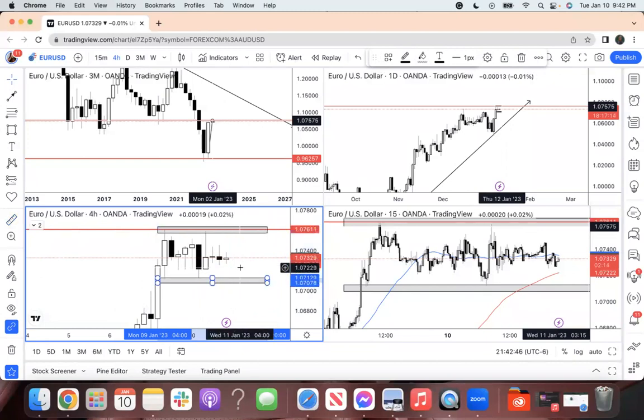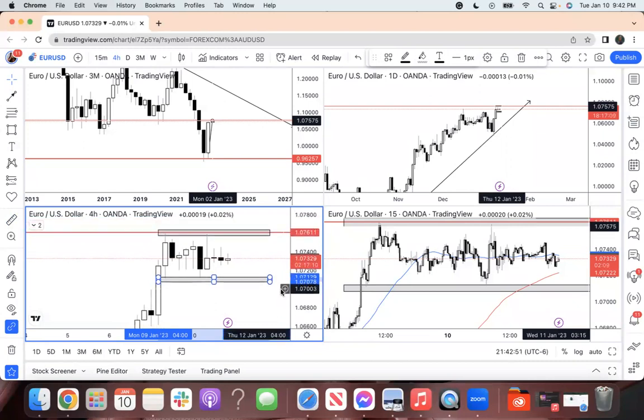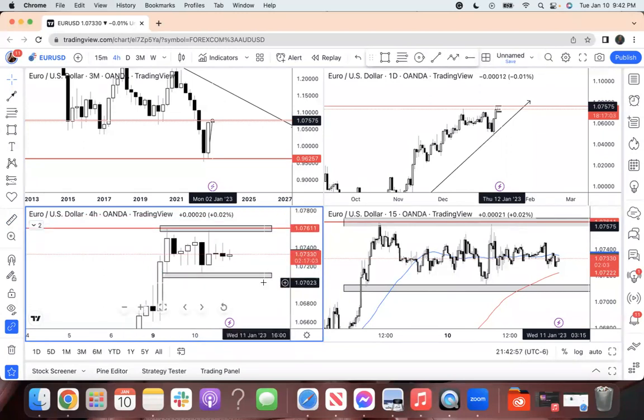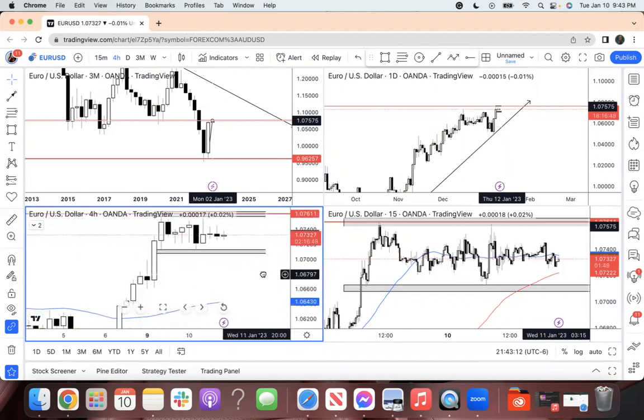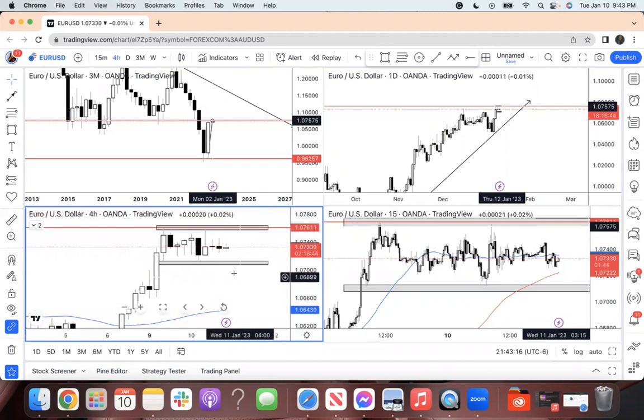That's important to know when it comes to getting in and out of your trades, your stop loss and things like that. You want to make sure that you are getting in your trades in an area where your stop loss will make sense. And so we have our area of support and resistance on a 4-hour time frame.